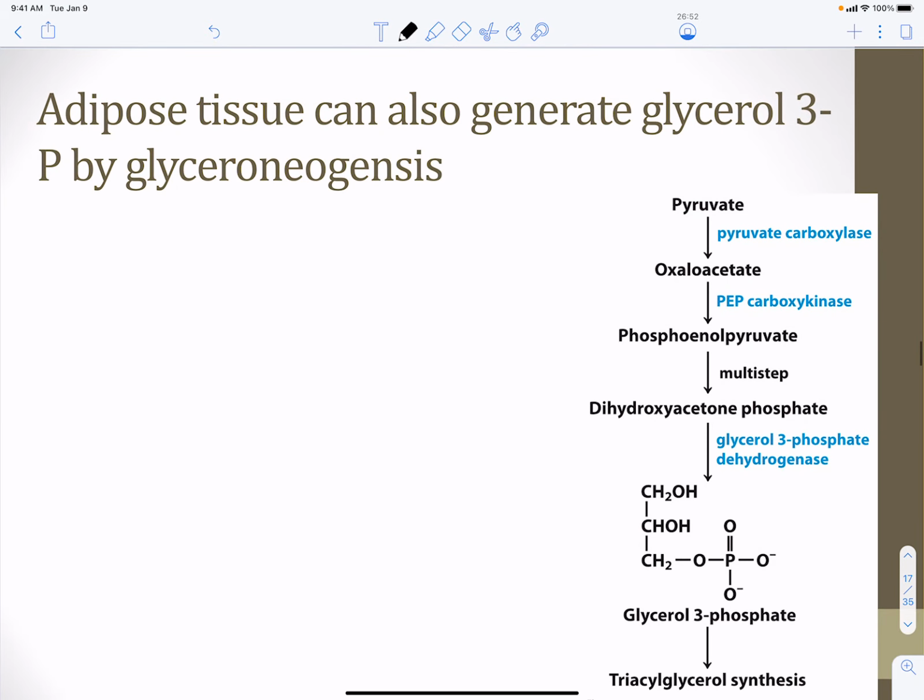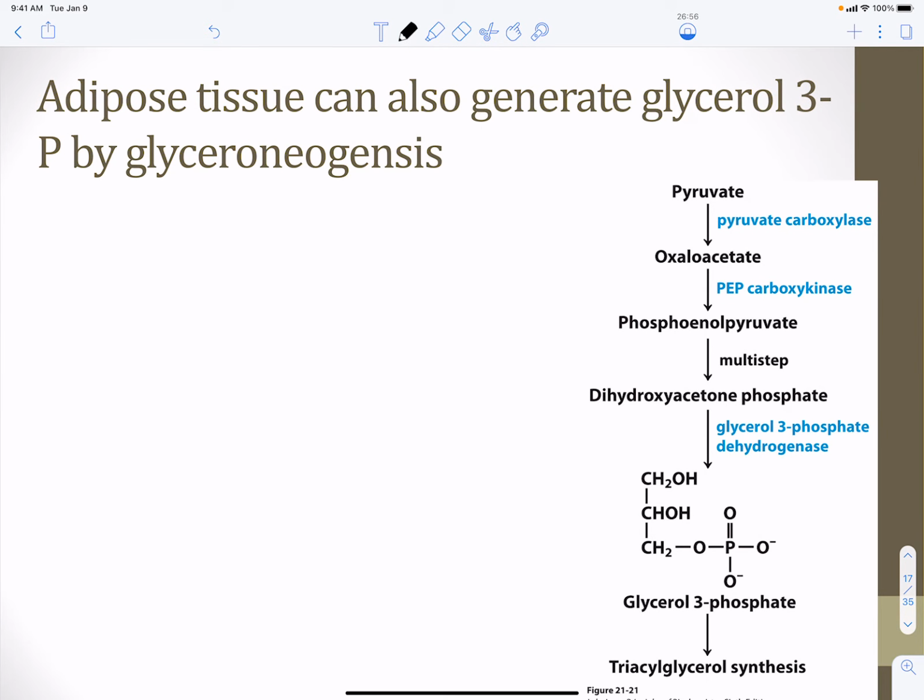Your adipose tissue is also going to have the ability to generate glycerol 3-phosphate, and it can do this by a process called glyceroneogenesis. So gluconeogenesis occurs in cells that need to make glucose. Glyceroneogenesis occurs in adipose tissue, so it can make glycerol, the backbone to make fats or tags. And so for glyceroneogenesis, you can think of it as a shorter version of gluconeogenesis.